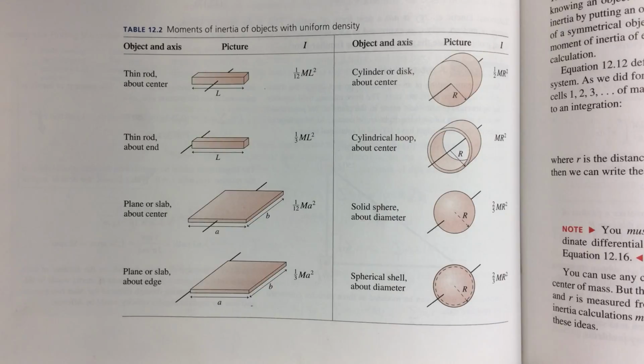So let's take a look at mathematically how to demonstrate that the mass and the radius doesn't actually matter.